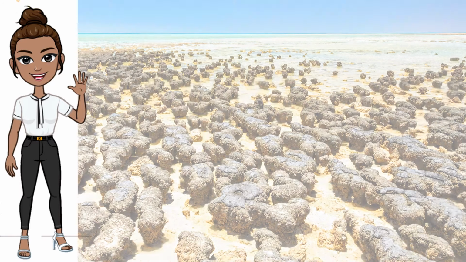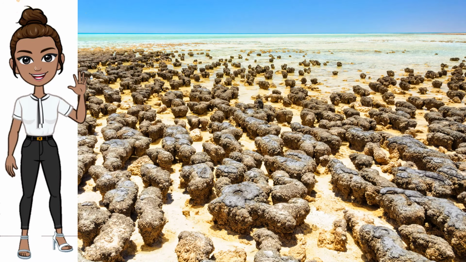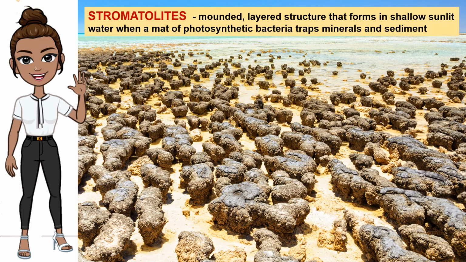The microfossil filaments found in Western Australia resemble chains of modern photosynthetic bacteria, and the rocks in which they occur are thought to be remains of ancient stromatolites, which are mounded, layered structures that form in shallow, sunlit water when a mat of photosynthetic bacteria traps minerals and sediment. These stromatolites increase in size over time as new layers form over the old.